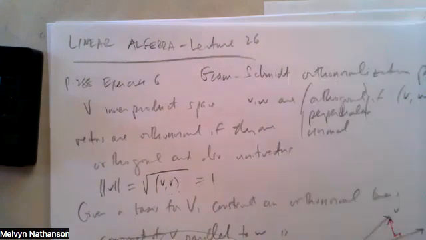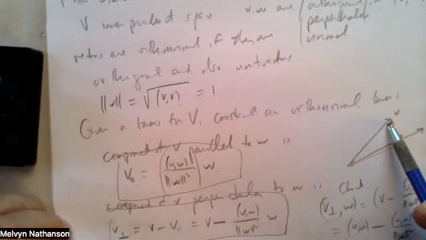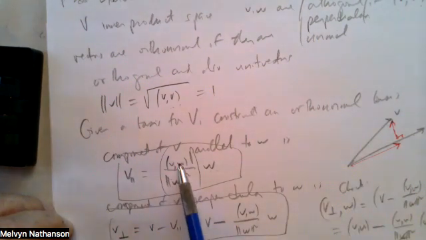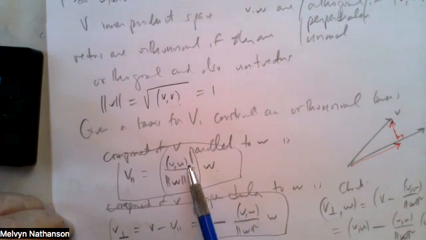So to do that, the first step is to make sure we understand how to decompose a vector V with respect to another vector W into two pieces, the piece parallel to W and a piece perpendicular to W. So the component of a vector V parallel to W is given by the inner product of V and W over the length of W squared times W. That's the parallel component. And V minus that, V perp, is the perpendicular.